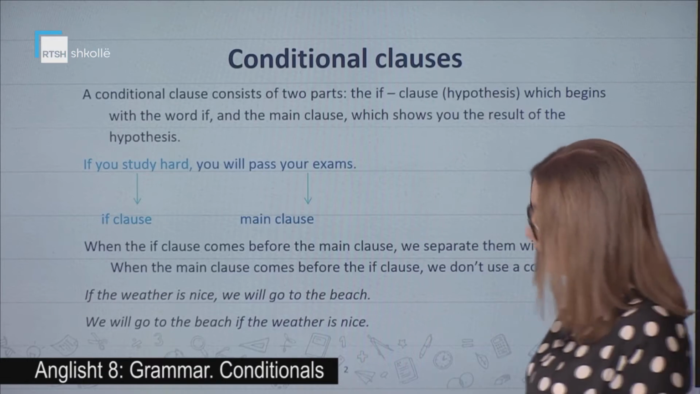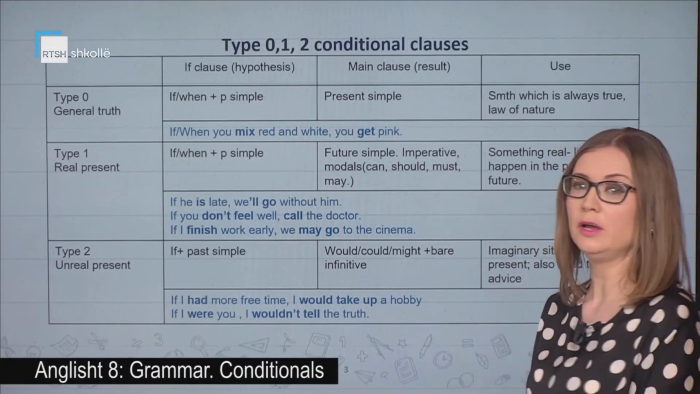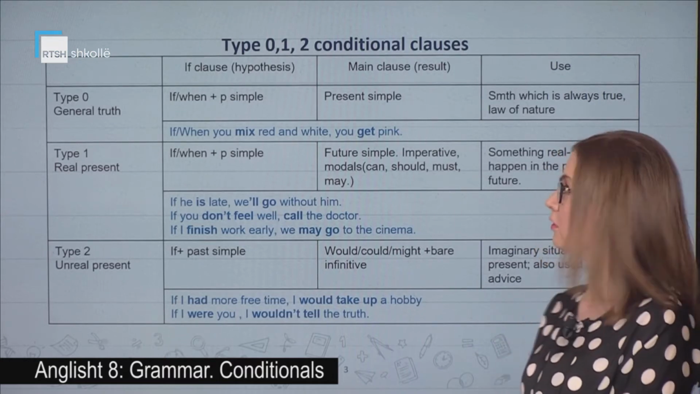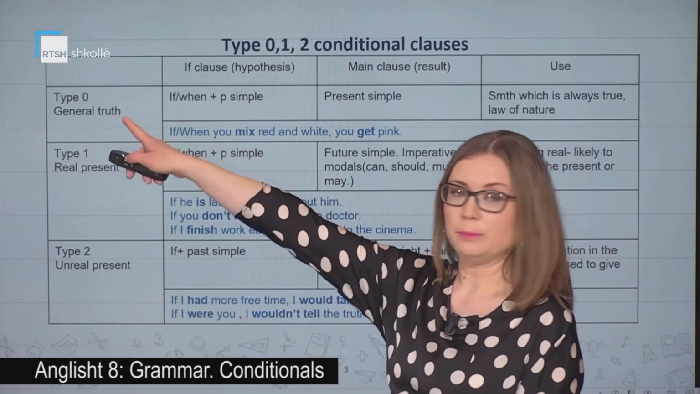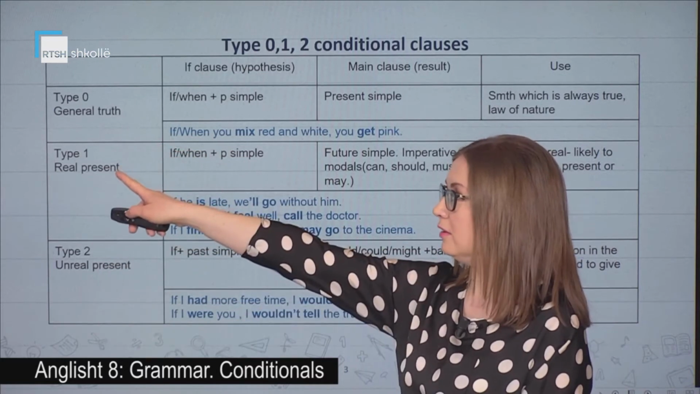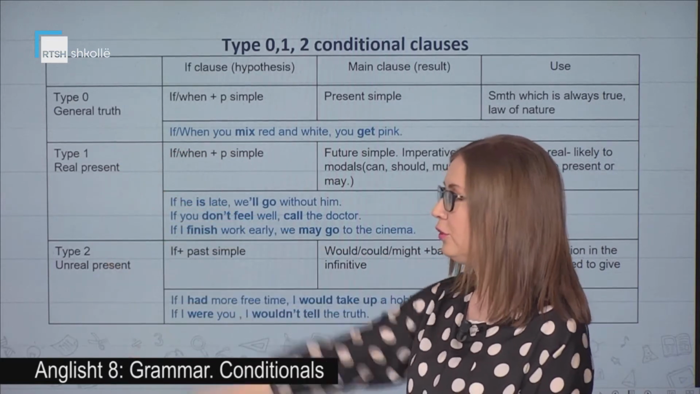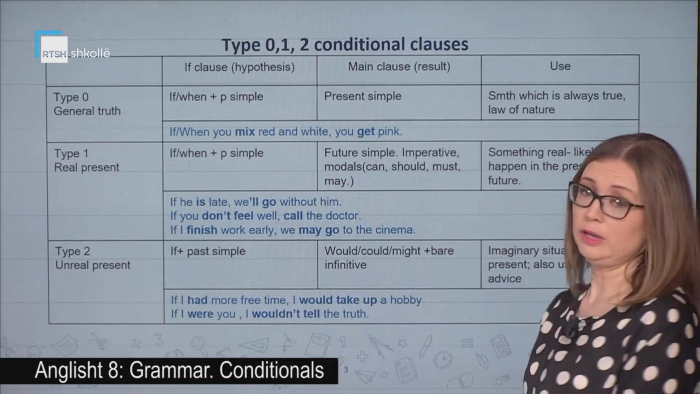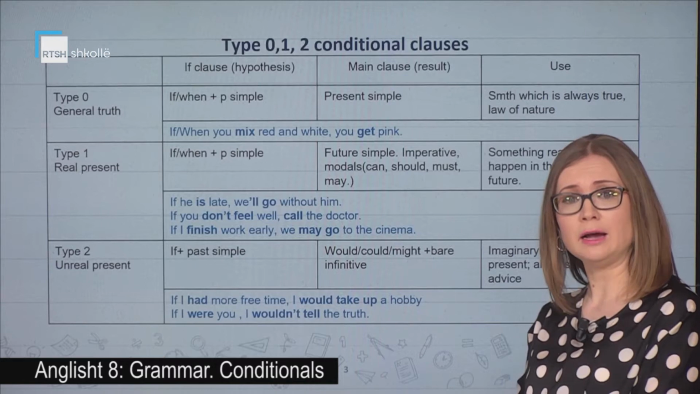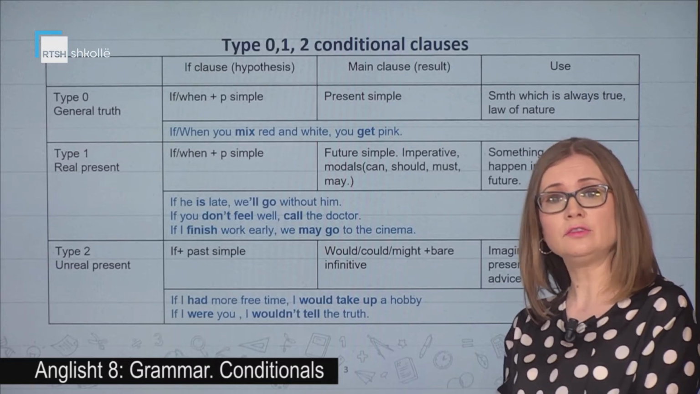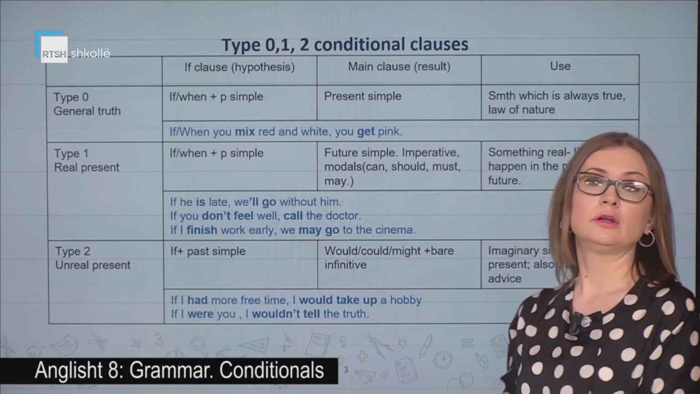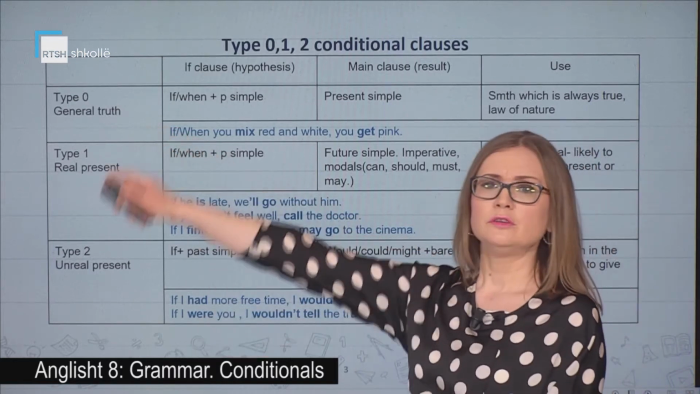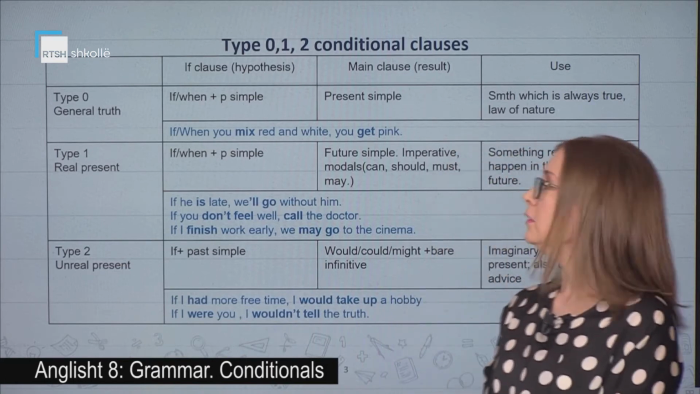Let's go on and let's find out a table that represents us three types of conditionals. The first one is type 0, the second one is type 1, and the third one is type 2. So today we're going to talk about type 0, type 1, and type 2 conditional clauses. Let's begin with the first one. What is type 0 clause?